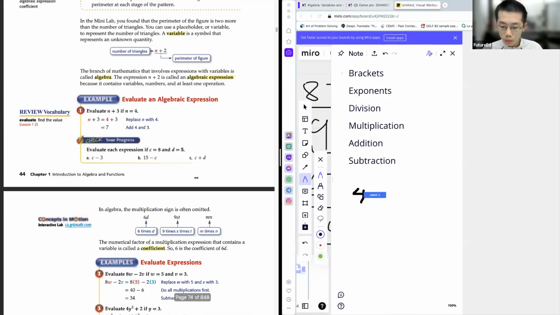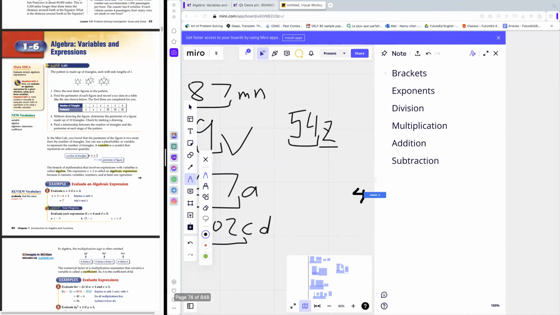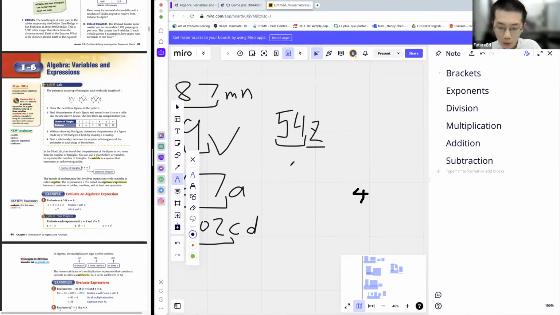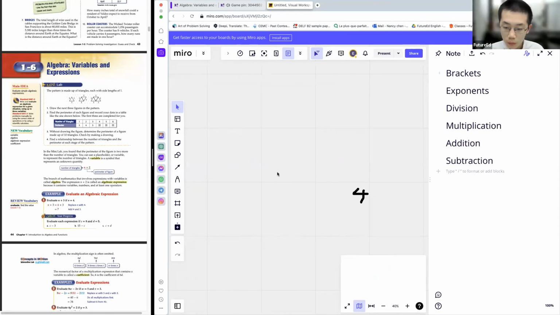On the whiteboard? Not anywhere. Okay, I'll write on the... You can write on the whiteboard then. If it's 4, and then can I see the question? Okay, I'll write it out.